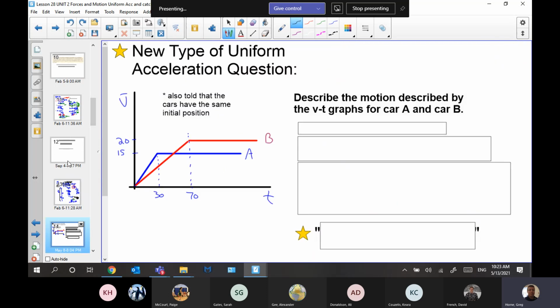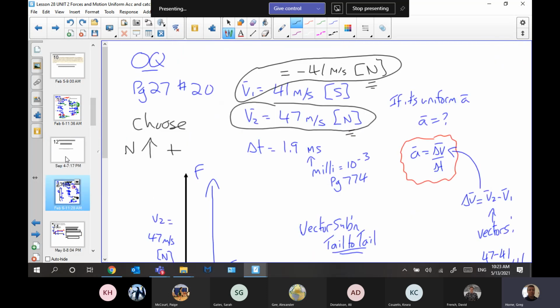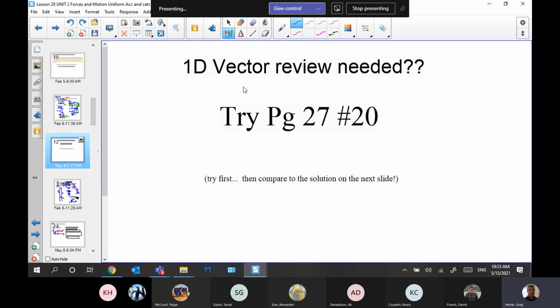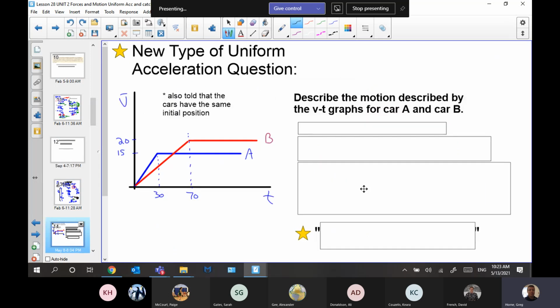So make sure to look through those pages as I've recommended, because if you're rusty and having trouble with that kind of stuff, you don't want that to cause you to get questions wrong in the real stuff that we're tackling in grade 12, such as this type right here. So this new type of uniform acceleration question.